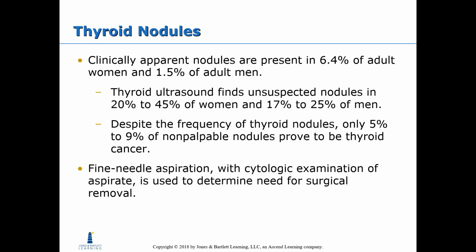Thyroid nodules are clinically apparent nodules that are present in 6.4% of adult women and 1.5% of adult men. Thyroid ultrasound finds unsuspected nodules in 20 to 45% of women and 17 to 25% of men. Despite the frequency of thyroid nodules, only 5 to 9% of non-palpable nodules are proved to be thyroid cancer. Fine needle aspiration with cytologic examination of the aspirate is used to determine the need for surgical removal.